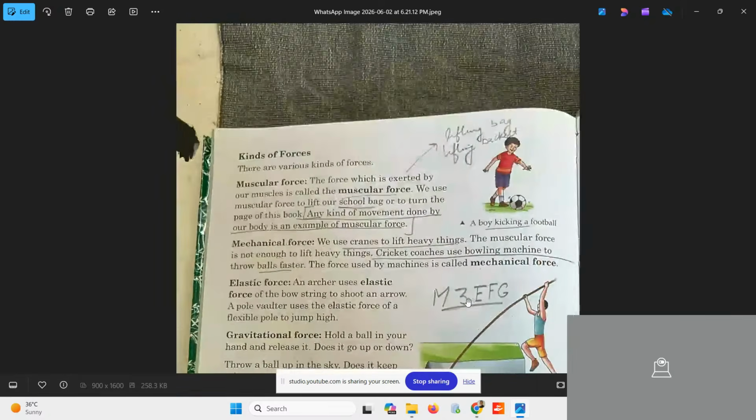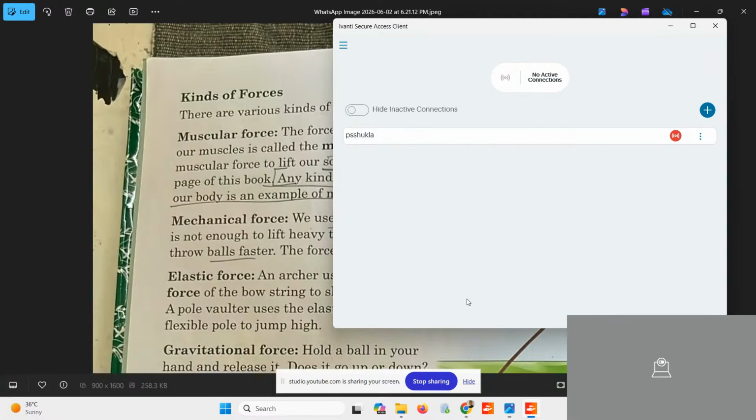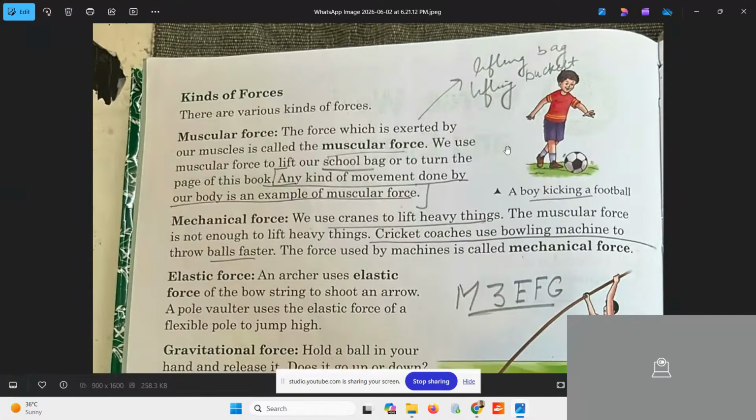Basically, there are three chapters coming, and out of one chapter, the topic of force is coming. There is force, machines, and the types of energy. Rather than all those topics, only force needs to be studied. So let's start with the kinds of forces. Your questions mainly will start with the kinds of forces.